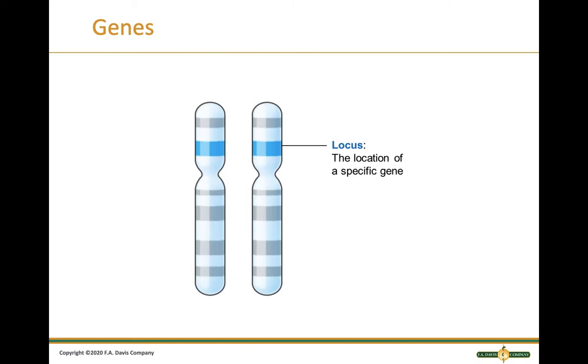Alright, next we need to know what a locus is. So it's the location of a specific gene on a chromosome. So in this case, this light blue gene, that's its locus, and they have numbers on specific chromosomes. They'll tell you the chromosome number and then the location on the chromosome.